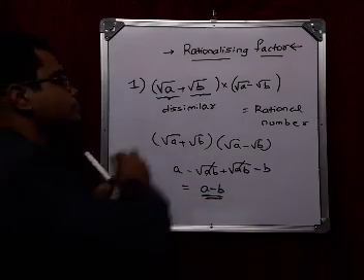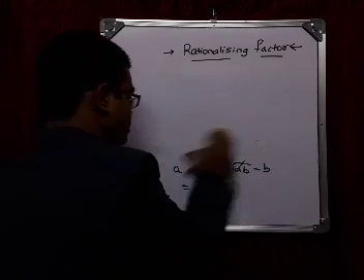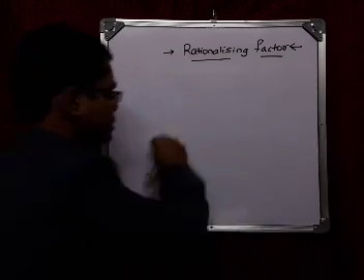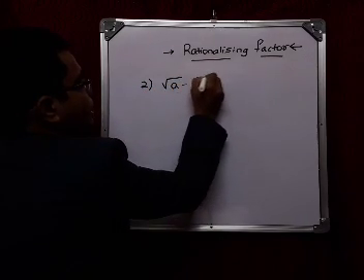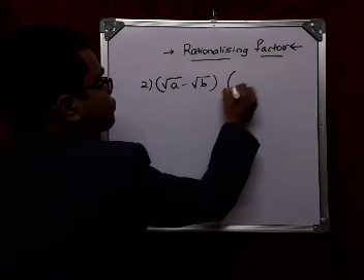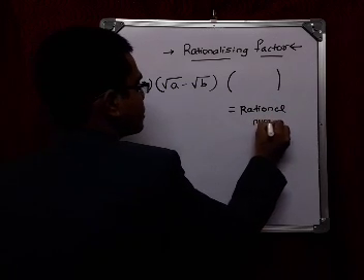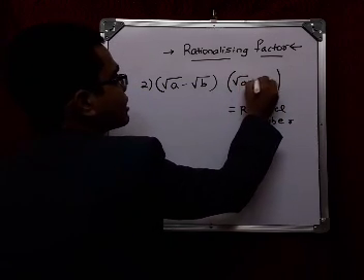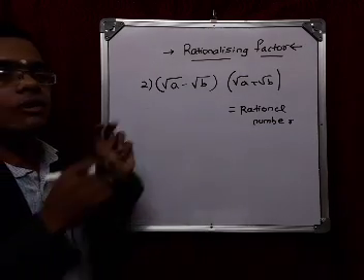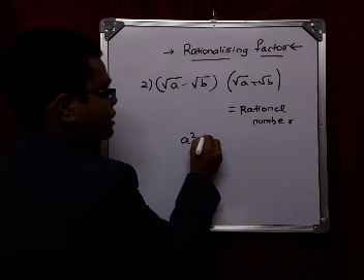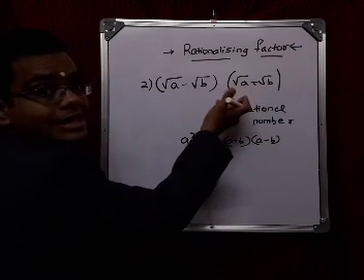Now second point, let's take the surd of the form root a minus root b. What is the rationalizing factor so that you get a rational number? Surely all of you can guess it easily. It's nothing but root a plus root b. This is easily found based on our algebraic formula that a square minus b square is equal to a plus b into a minus b. Based on this, we can easily say what the rationalizing factor is.